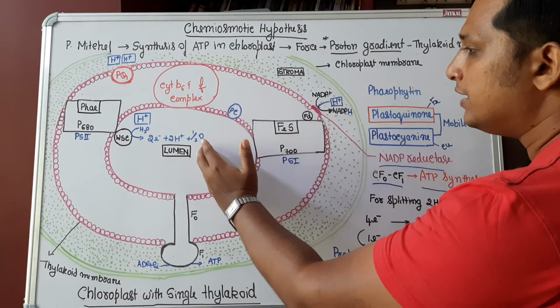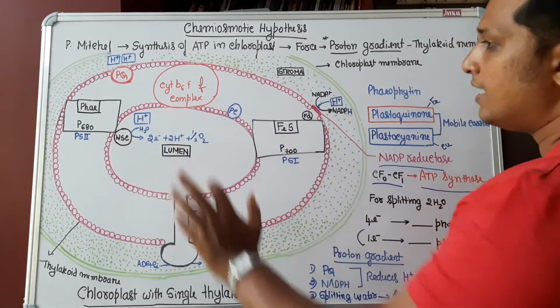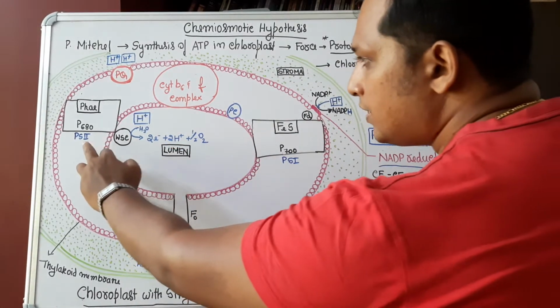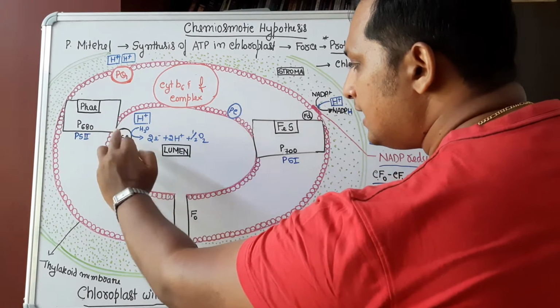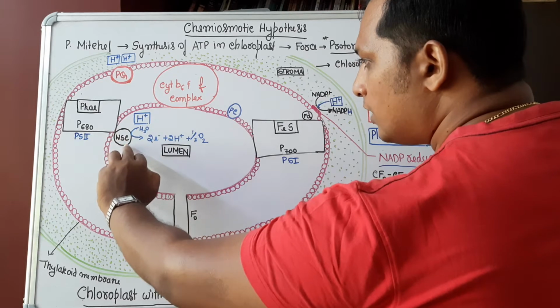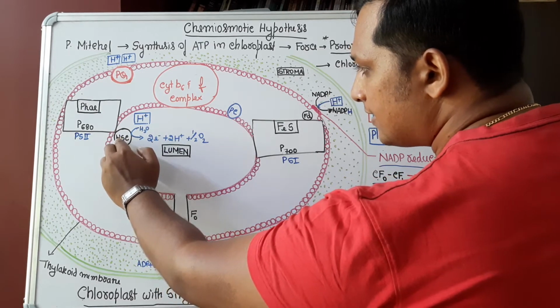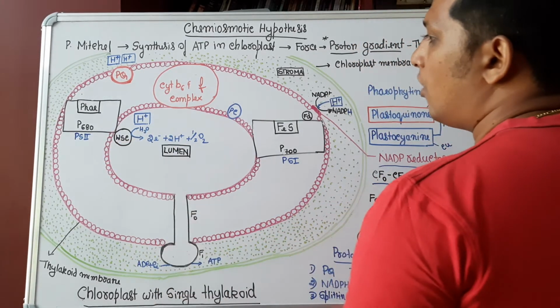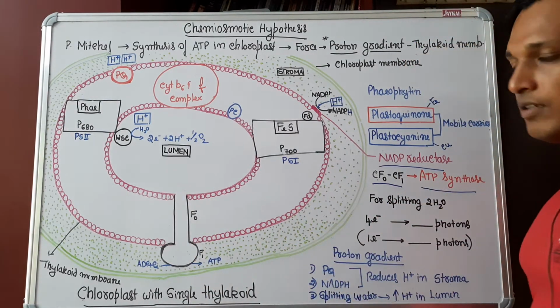Then inner to the thylakoid membrane, there is a space which is known as lumen. Associated with photosystem 2, on the inner side of the thylakoid membrane towards the lumen, there is the water splitting complex. I have written it as WSC, water splitting complex. These are the details of the diagram.